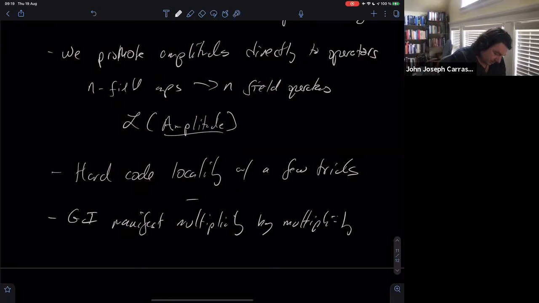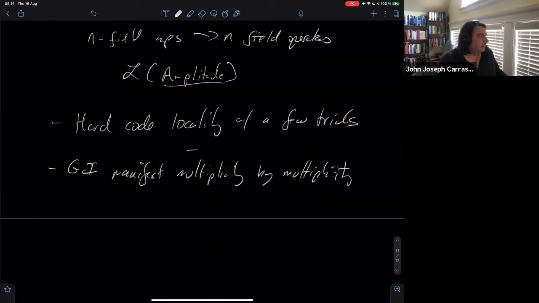You know, but this isn't something new. This is something familiar to us if you've ever written down the perturbative expansion of gravity, you know, like root minus g R.